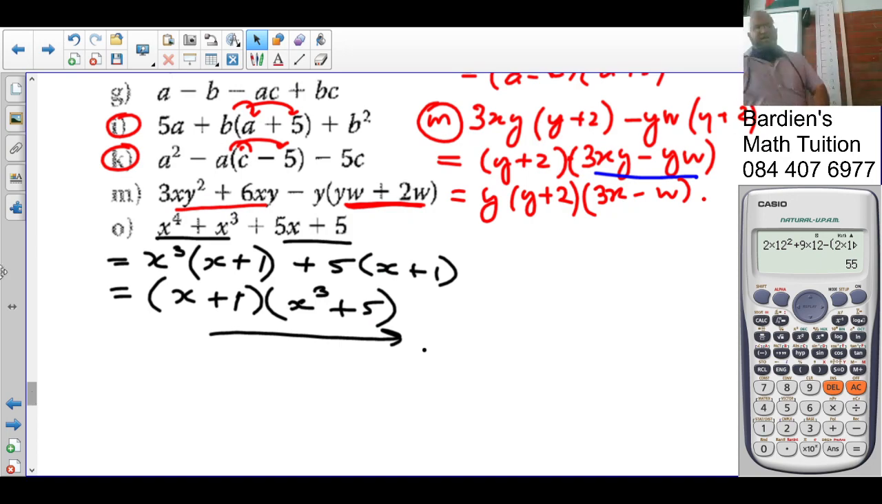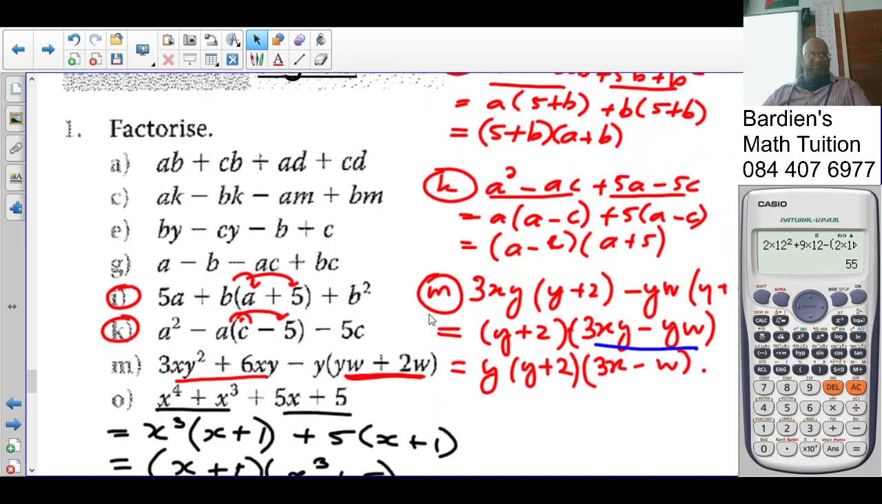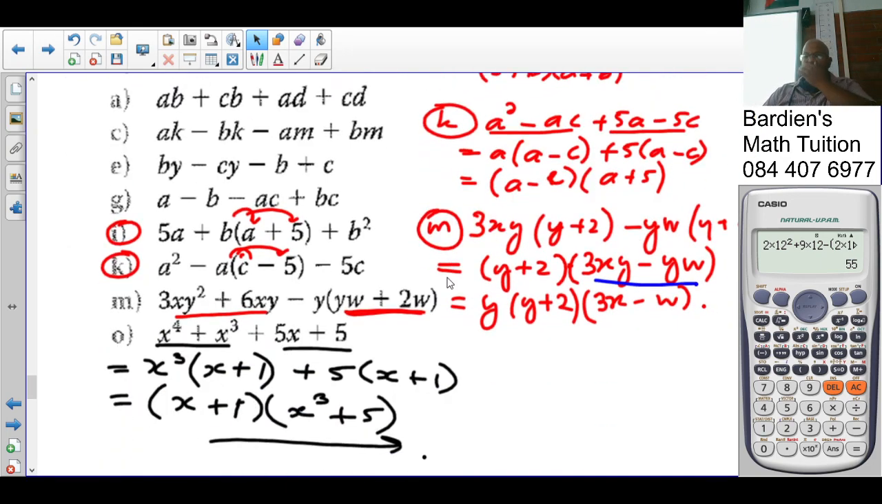For homework, I want you guys to do 1.11 on page 18, the second column.